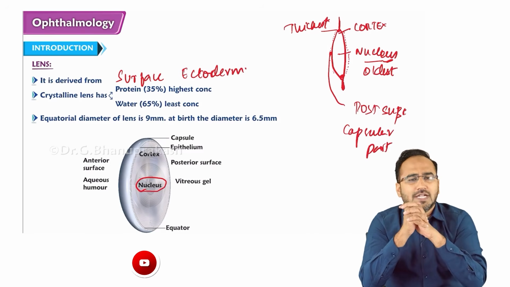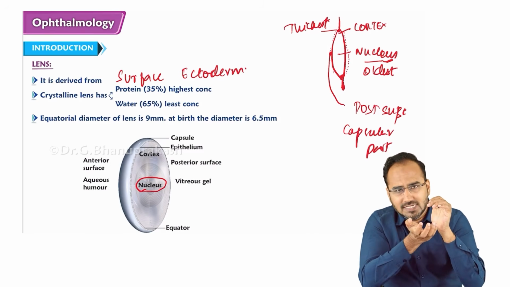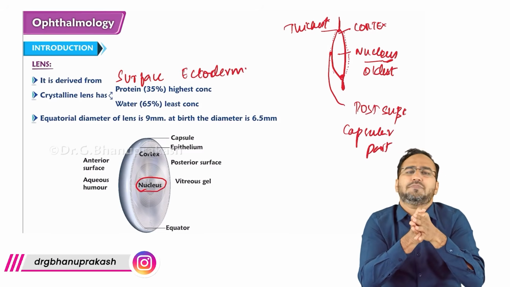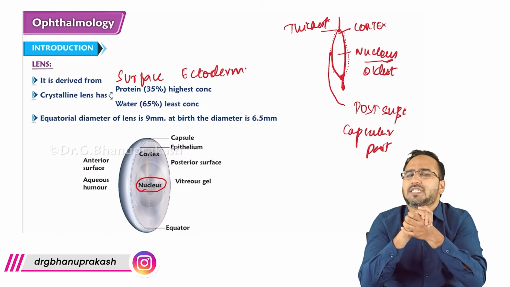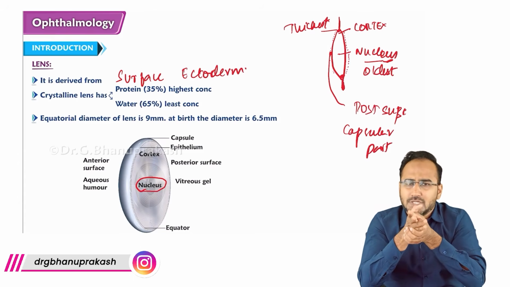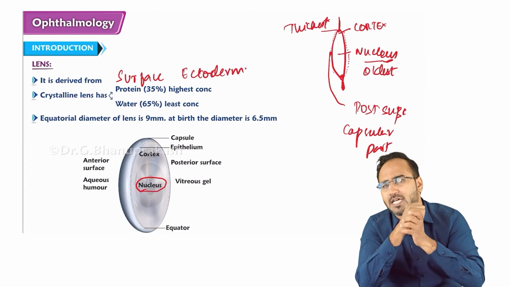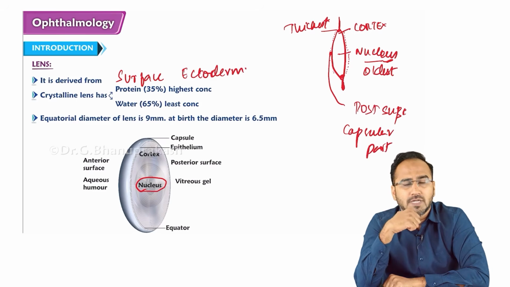Now guys, we are talking about what? The lens. The lens is basically a transparent structure which is made up of crystalline proteins. It is derived from surface ectoderm, right? We know the thinnest part of the lens and the thickest part of the lens. The thinnest part is the posterior subcapsular part. The thickest is the equatorial part.